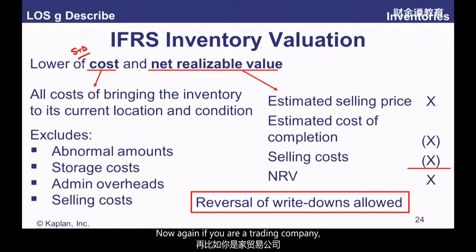Now, again, if you're a trading company just buying in goods and selling them, then of course our cost is going to be calculated using either the FIFO, the LIFO, or the average cost, or even, of course, specific ID methods. Now, once we've got our costs, we then need to compare that to net realizable value.